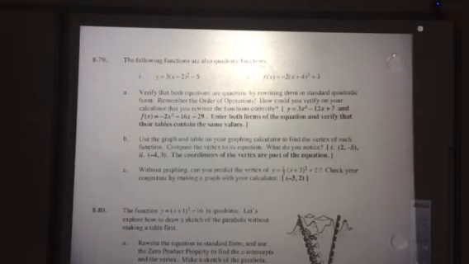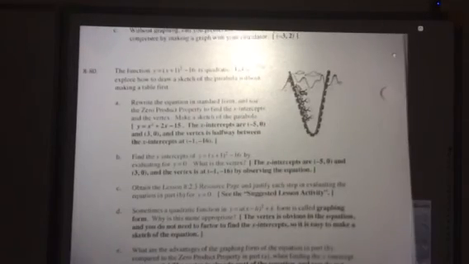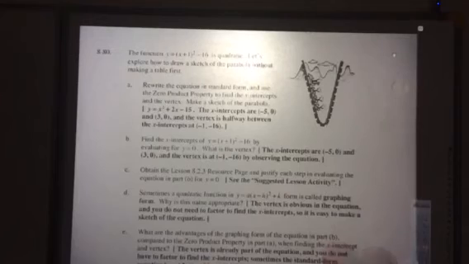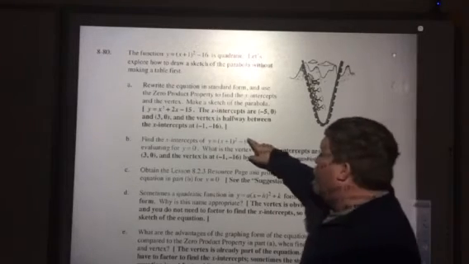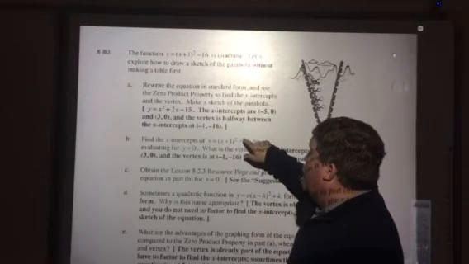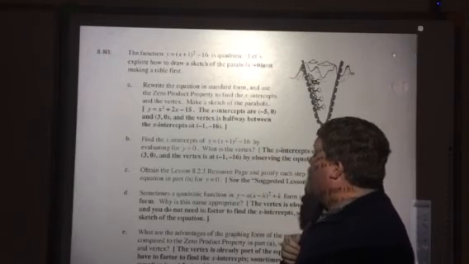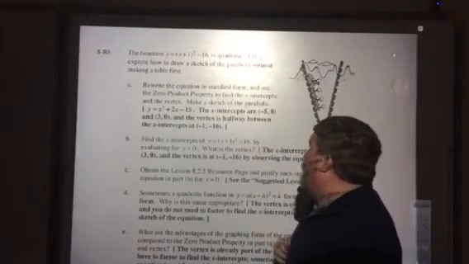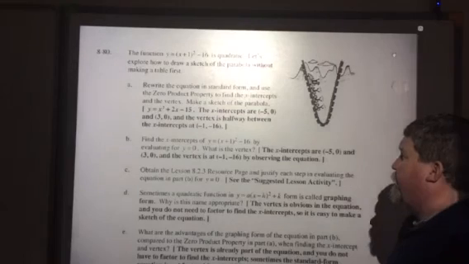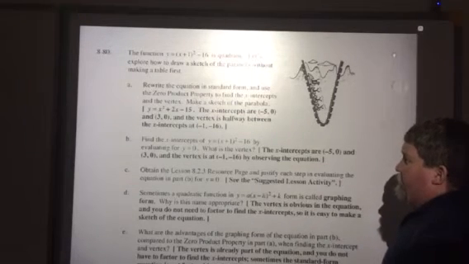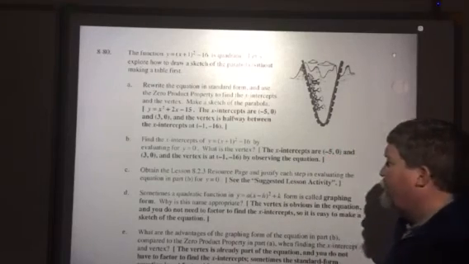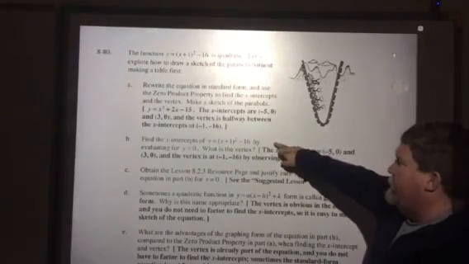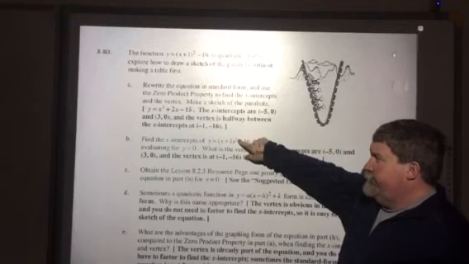So on 80, we get this function: y equals (x plus 1) squared minus 16. Okay, this is what we call graphing form. So if we factored this one, we got the intercepts are (-5, 0) and (3, 0), and the vertex is halfway between the x-intercepts. The vertex is (-1, -16). So they changed that into graphing form.